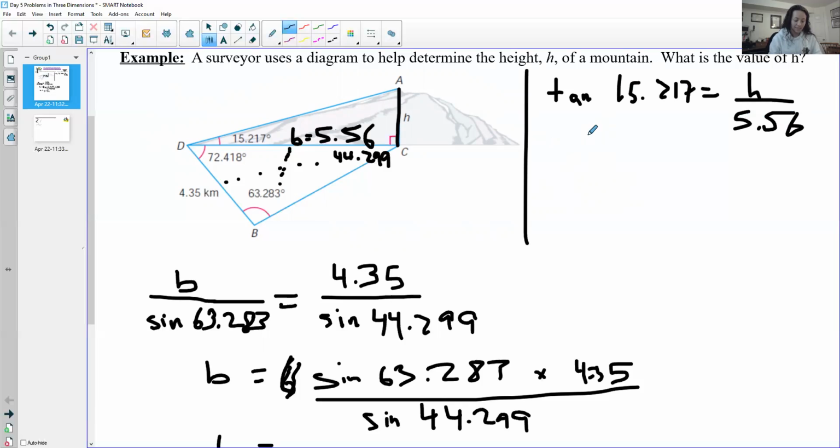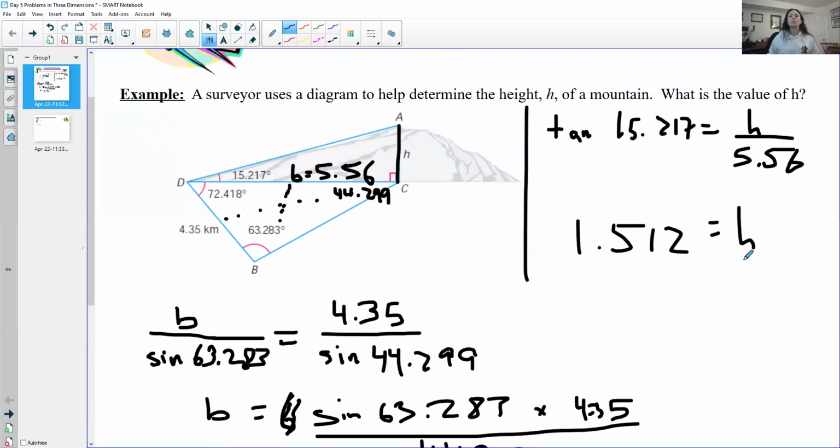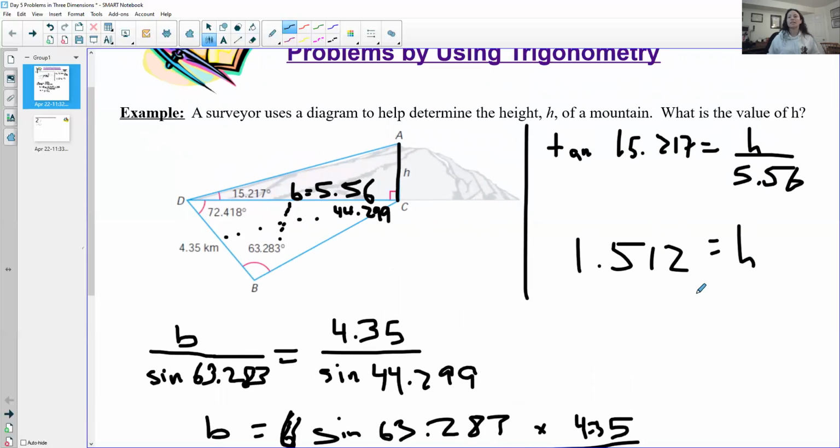And we're going to times it by 10 to 15.217. You should get a height of approximately 1.512. Okay, so based on the survey, that's really what you're looking at. We're dealing with, it doesn't tell us the units, meters, kilometers. Okay, so 1.52 kilometers. Okay, and that's it.